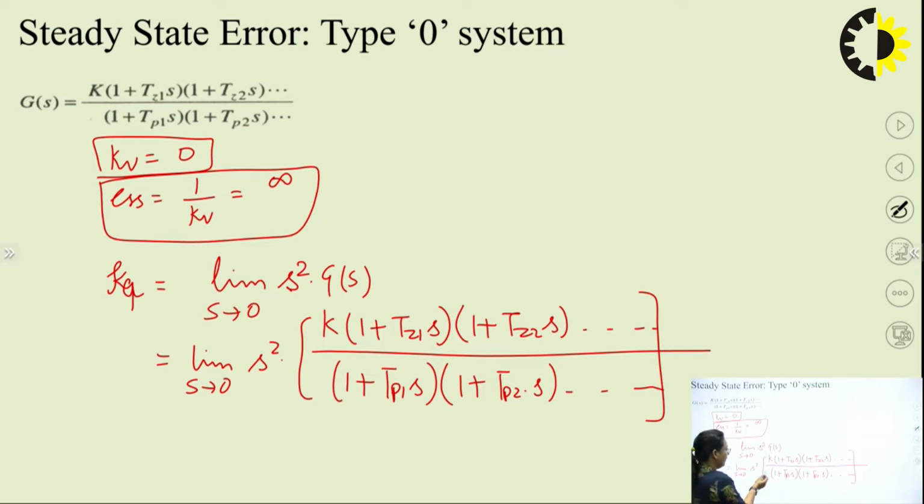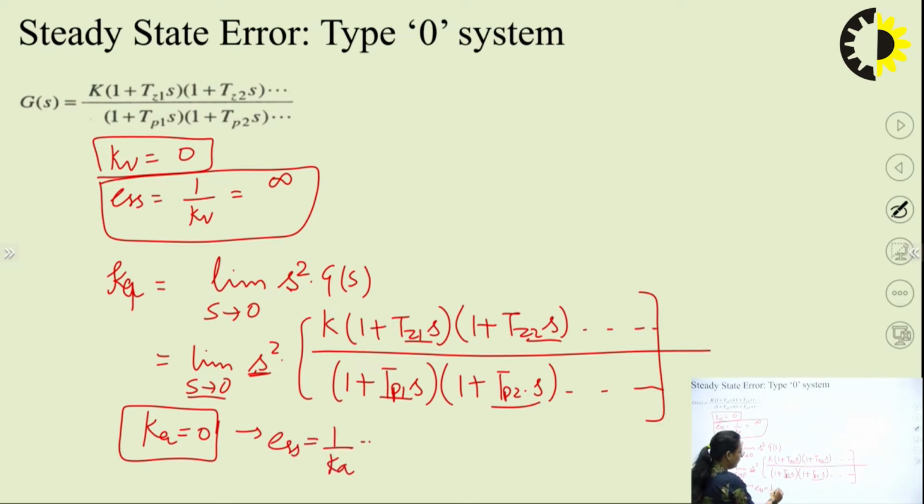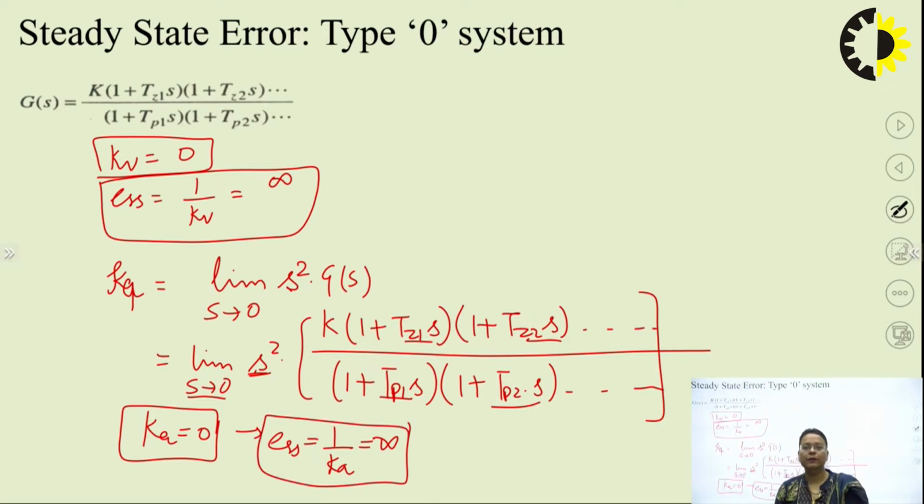You can see directly that these quantities also become 0 due to this limit, but we are having a multiple of s square. So again Ka will become 0 and the corresponding steady state error, 1 upon Ka, is again infinite. So for type 0 system, only Kp can be found, which is K, and the steady state error is 1 upon 1 plus Kp. For velocity error coefficient and acceleration error coefficient, the corresponding steady state error will be infinite.